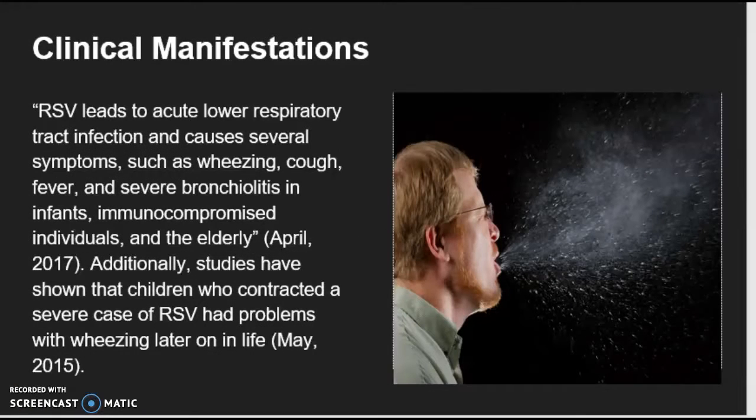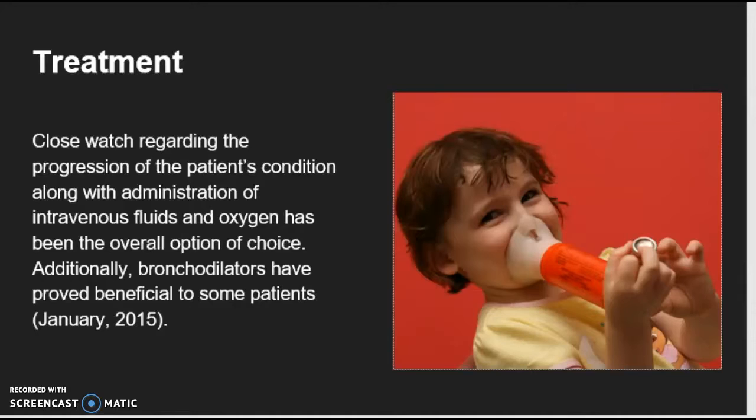Clinical manifestations. RSV leads to acute lower respiratory tract infection and causes several symptoms such as wheezing, cough, fever, and severe bronchiolitis in infants, immunocompromised individuals, and the elderly. Additionally, studies have shown that children who contracted a severe case of RSV had problems with wheezing later on in life. Treatment. Close watch regarding the progression of the patient's condition, along with the administration of intravenous fluids and oxygen, has been the overall option of choice. Additionally, bronchodilators have proven to be beneficial to some patients.